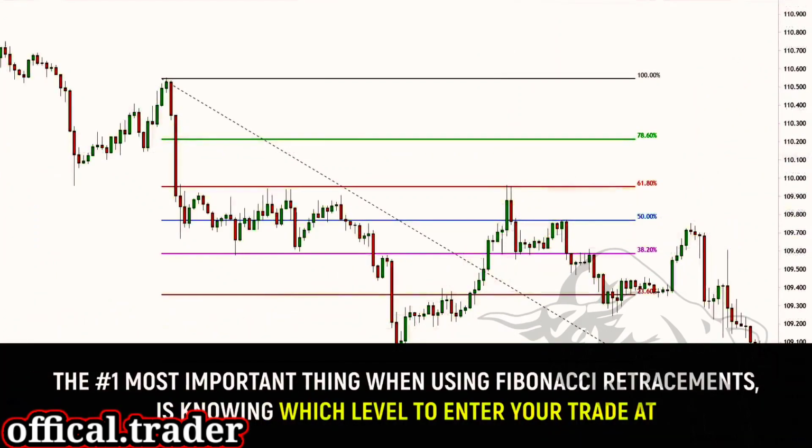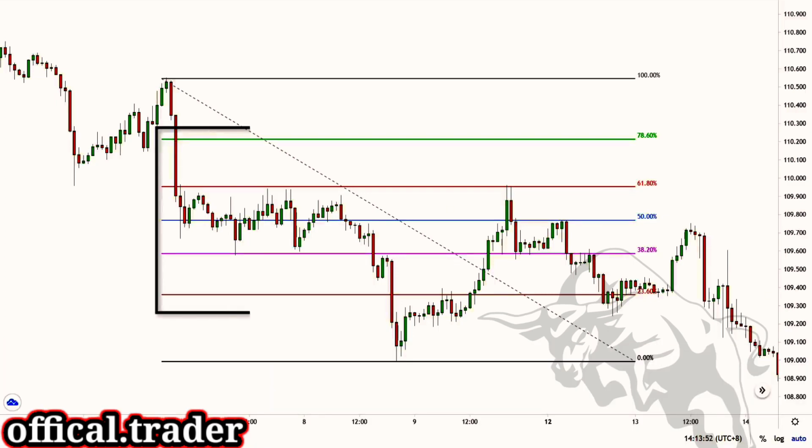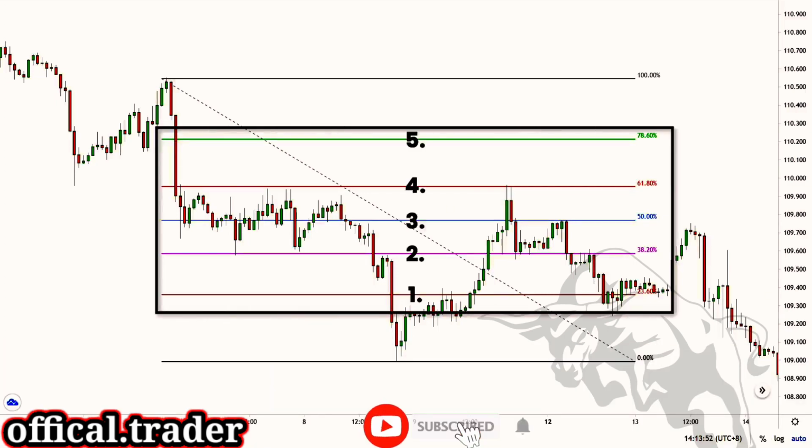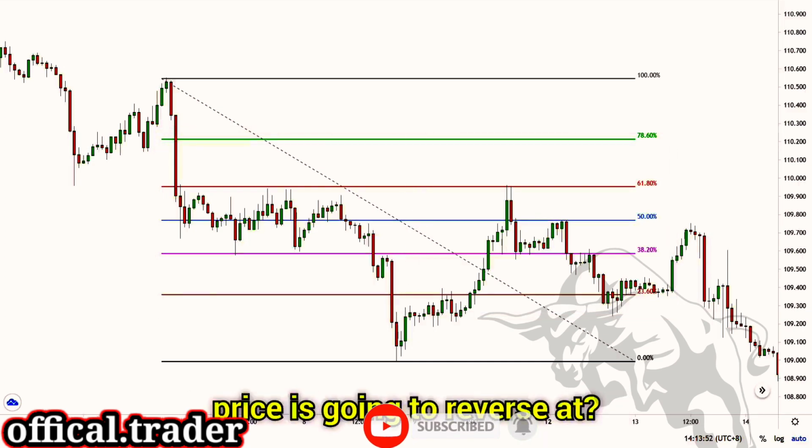The number one most important thing when using Fibonacci retracements is knowing which level to enter your trade at. The standard Fibonacci retracement tool has 5 different levels to choose from, so how do we know which level price is going to reverse at?